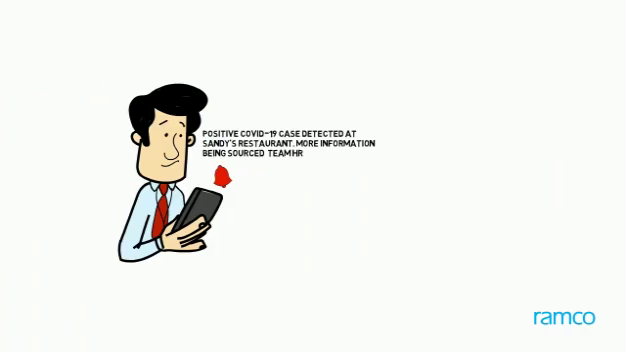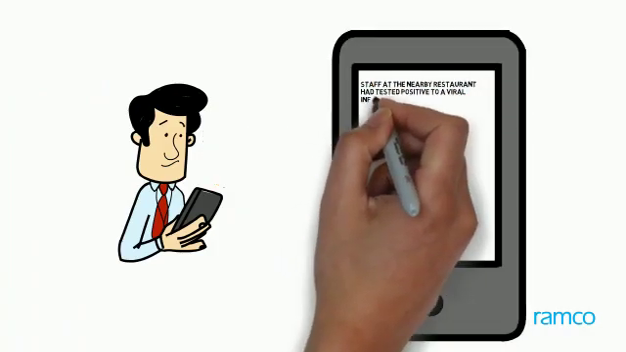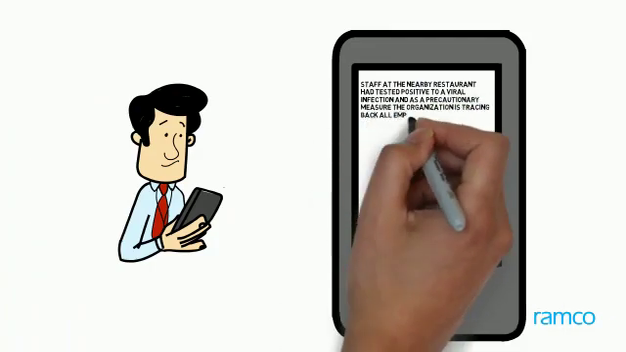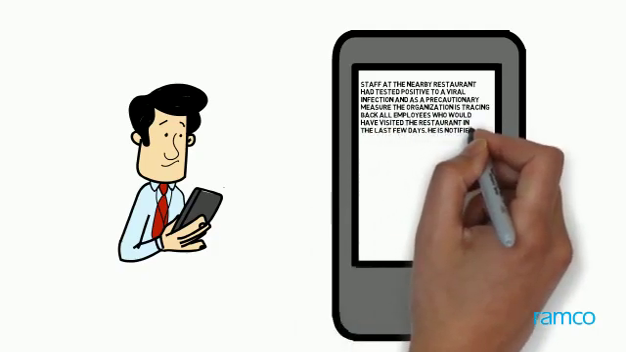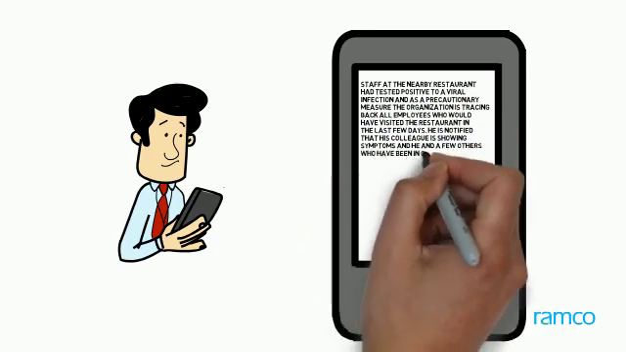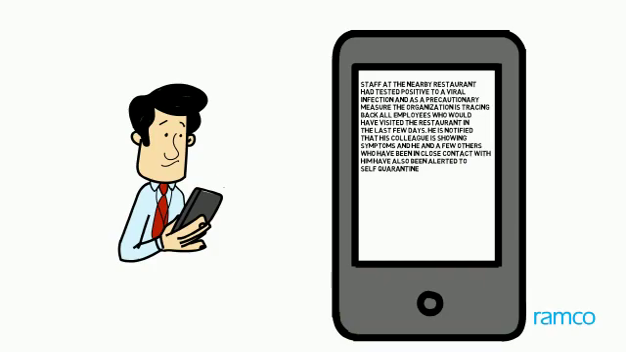Just then, Joe gets an instant notification from HR that the staff at the nearby restaurant had tested positive for a viral infection, and as a precautionary measure, the organization is tracing back all employees who would have visited the restaurant in the last few days. He is notified that his colleague is showing symptoms, and he and a few others who have been in close contact with him have also been alerted to self-quarantine.